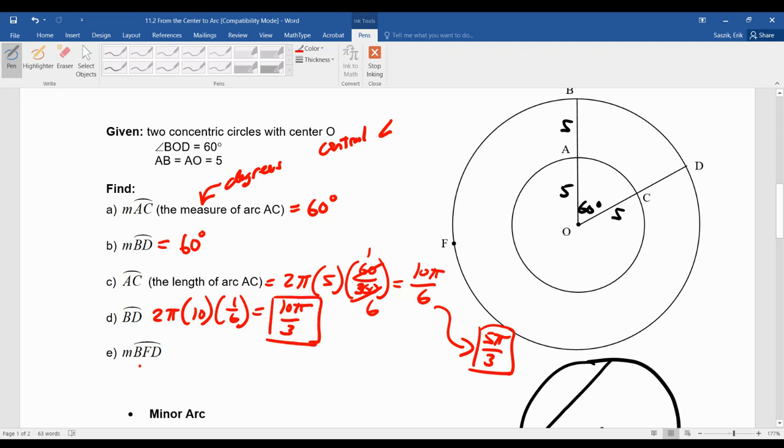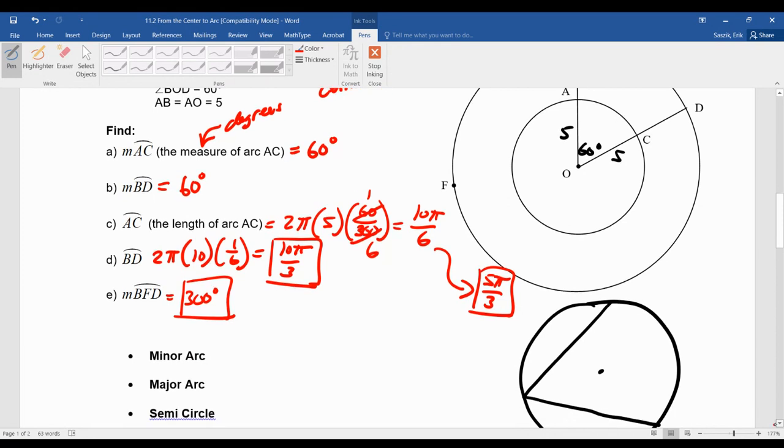Arc BFD, remember, we talked about this the other day. That just means you're talking about the major arc. That's why the F is there. So you want to go around through point F. Clearly, if this is 60, that's 60. And arc BFD would have to be 300.